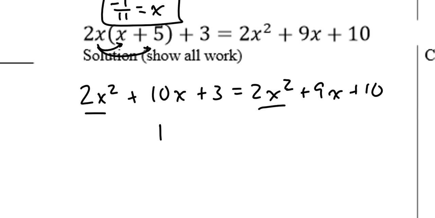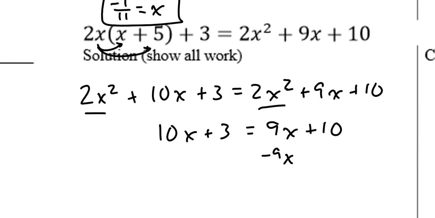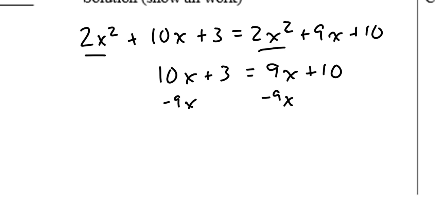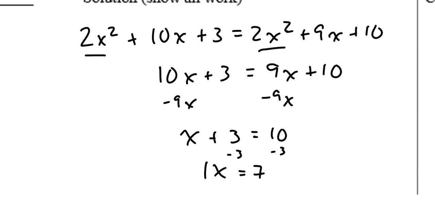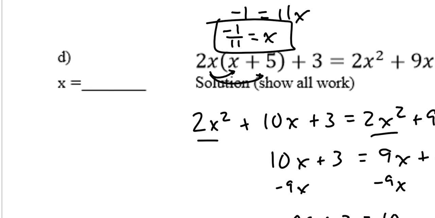So both sides have a 2x squared, so I'm going to subtract that from both the left hand side and the right hand side, and I'm left with 10x plus 3 is the same thing as 9x plus the number 10. If I subtract 9x from each side, this gives me now that x plus 3 is 10, and I can now subtract 3 from both sides. I'm getting ahead of myself. 10 minus 3 is 7. So I believe x is 7, and I'll write that down. I think x is the number 7.